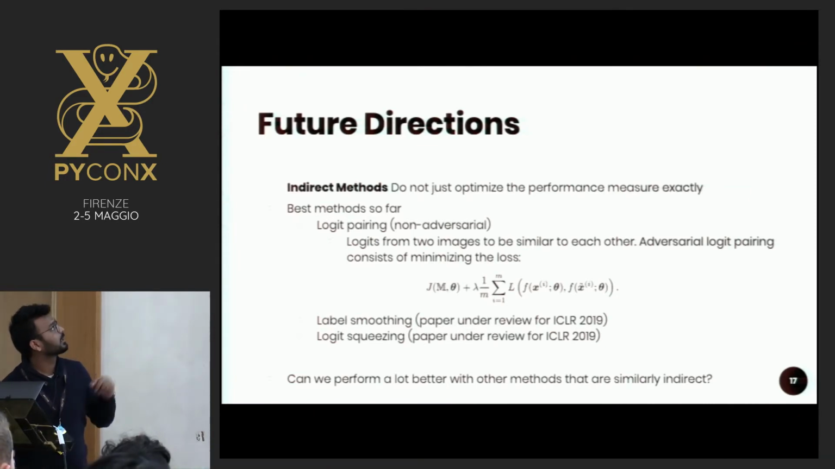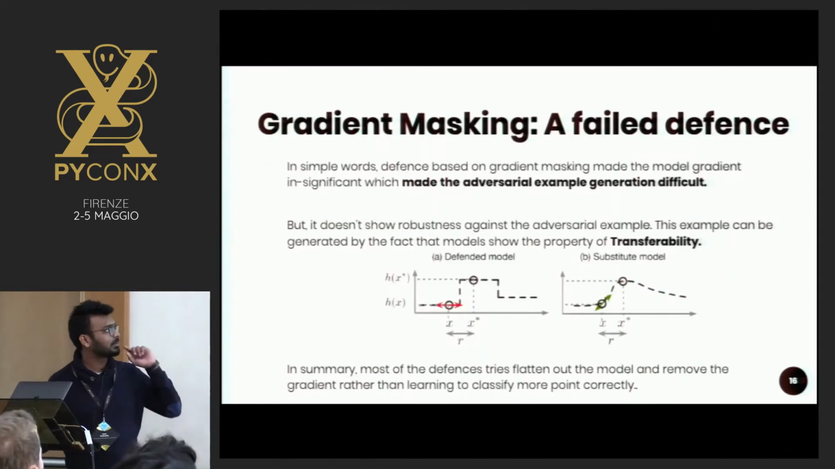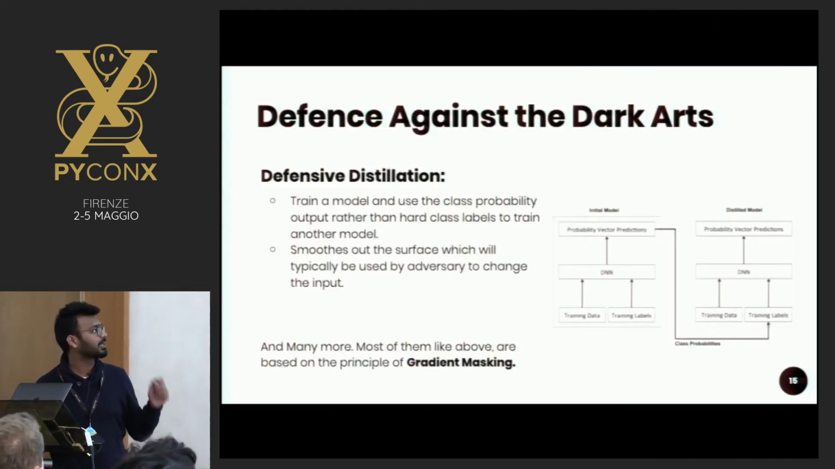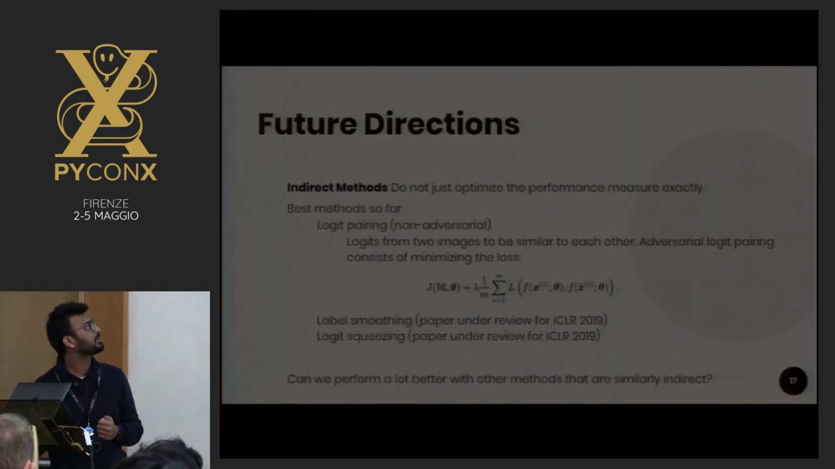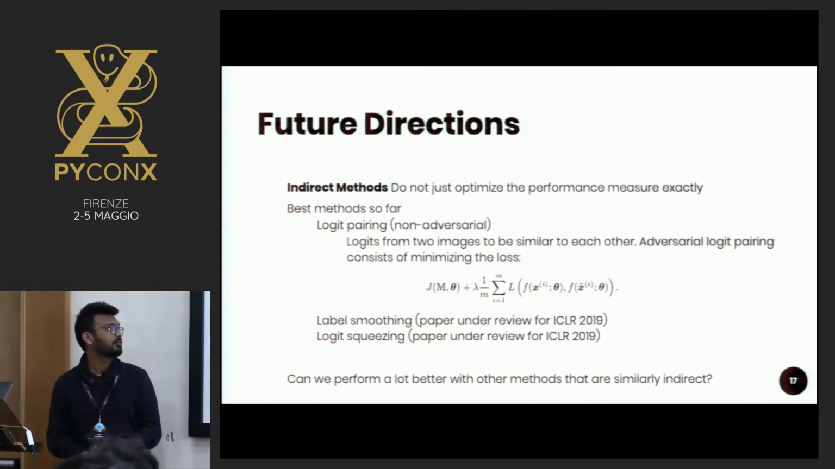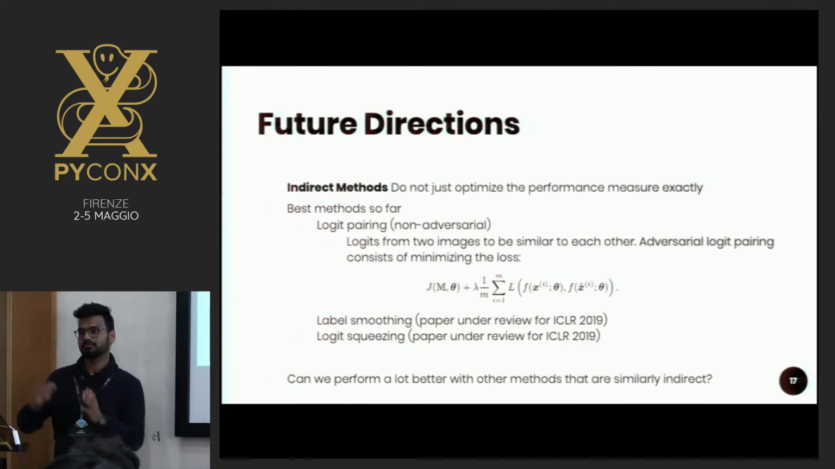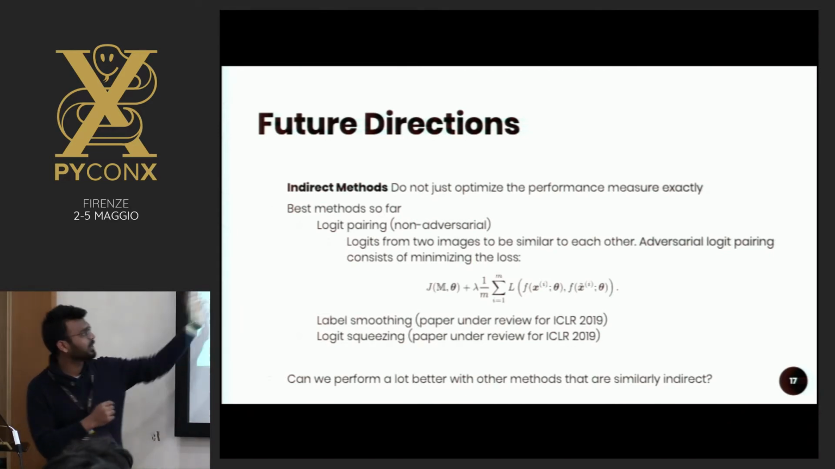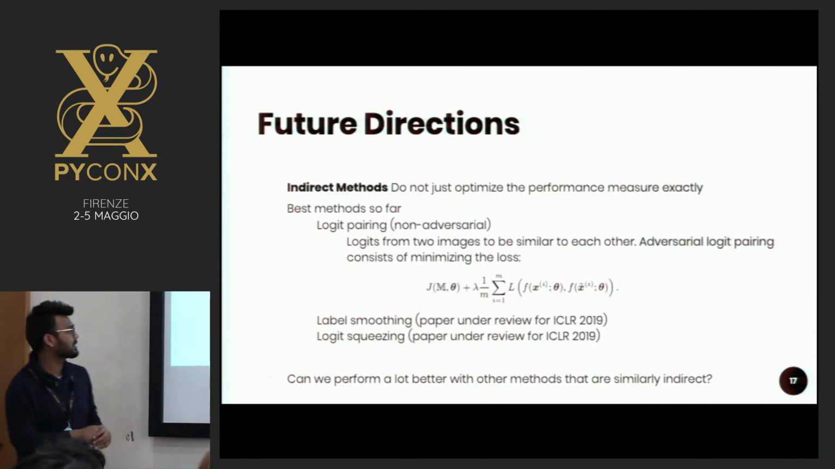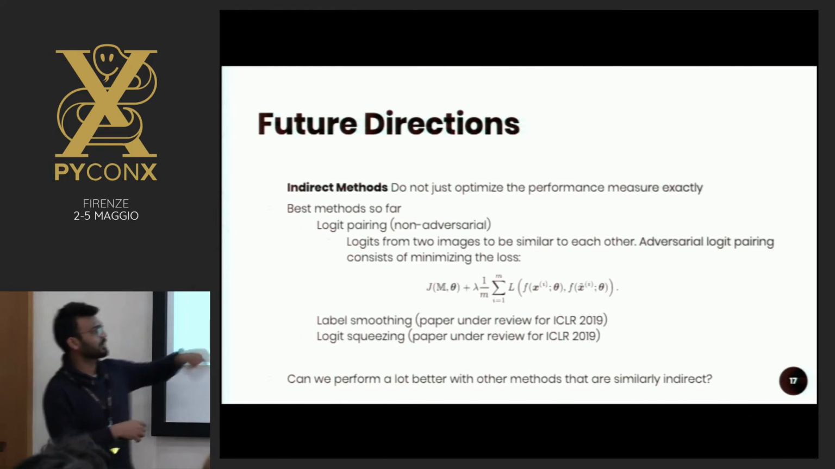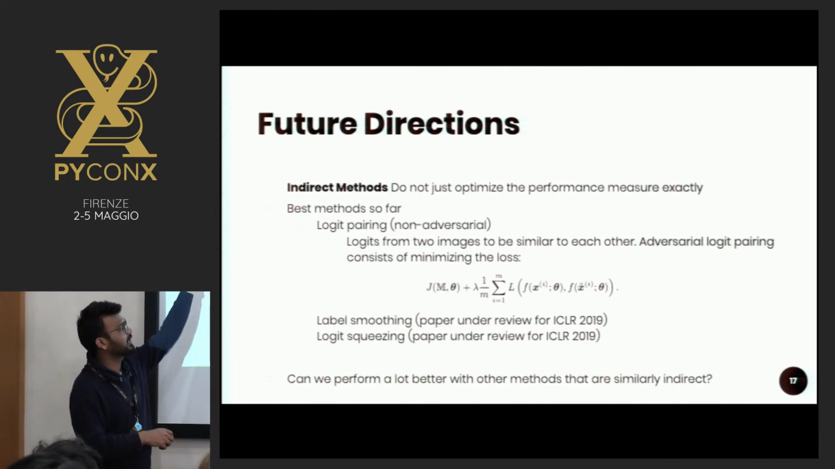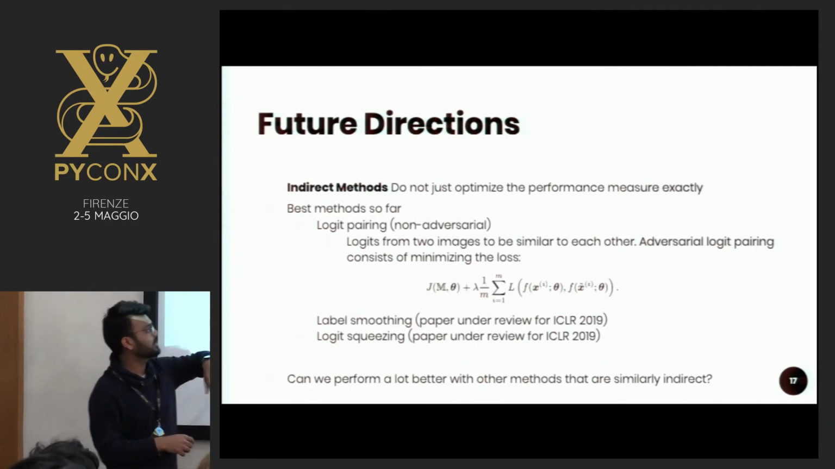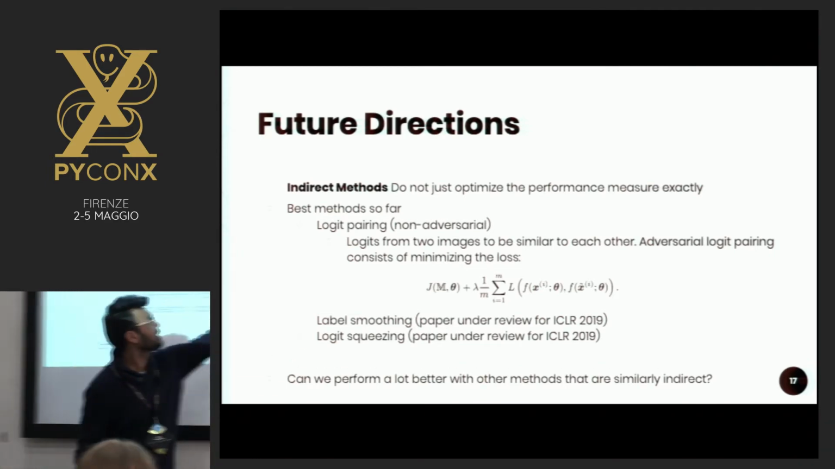And what are the indirect methods? These two methods are based on the fact that we are going to use the gradient to generate the adversarial example. So there should be a way where we develop a model that doesn't depend on the gradient. It should make the model robust by some other properties. These are recent papers: logit pairing, label smoothing, and logit. These two papers are still in review for this conference, ICLR 2019, and logit pairing was published in 2019, very soon.